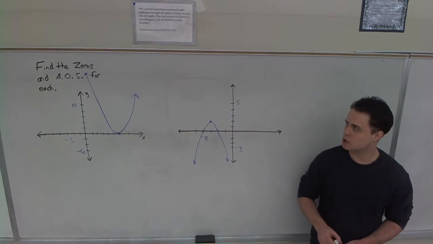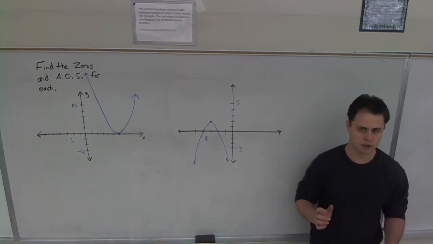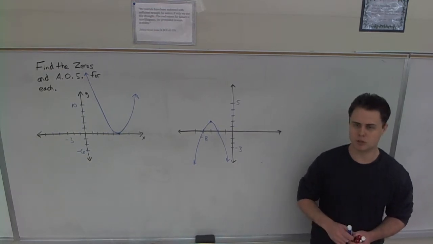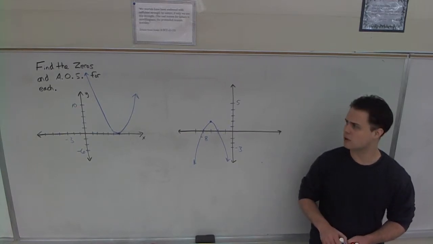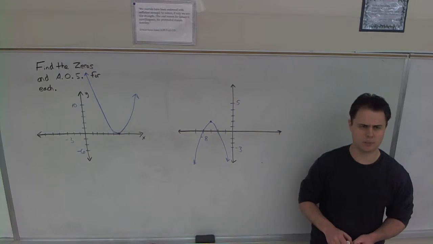Can you just look at the picture, if it's a nice, detailed picture, and pull out the information to find the zeros and the axis of symmetry? So what do you guys think? What do we have for zeros of that first parabola?